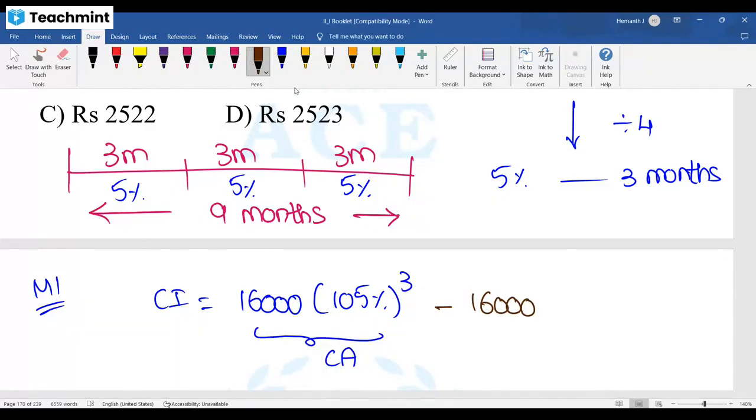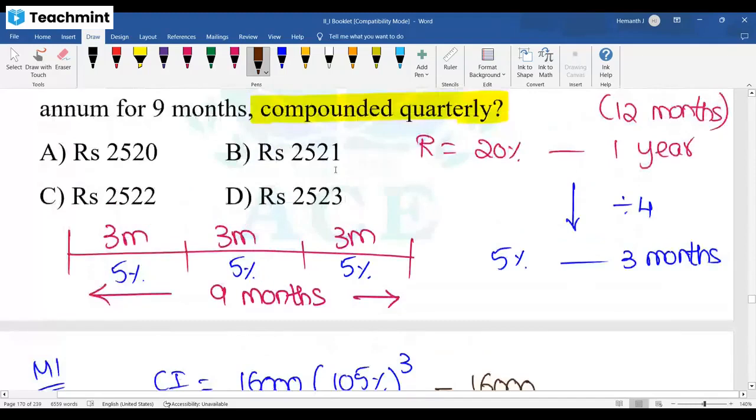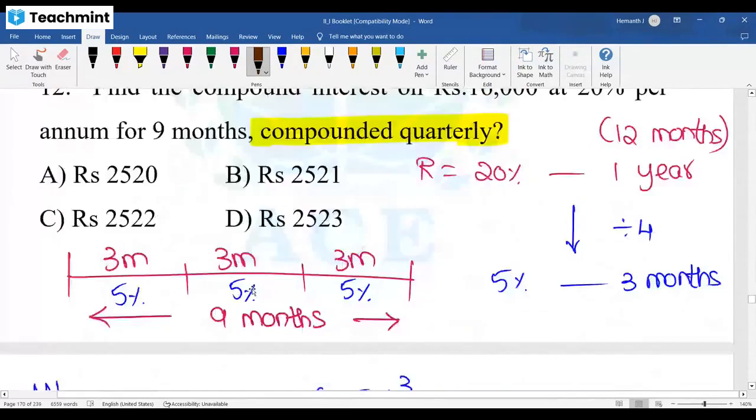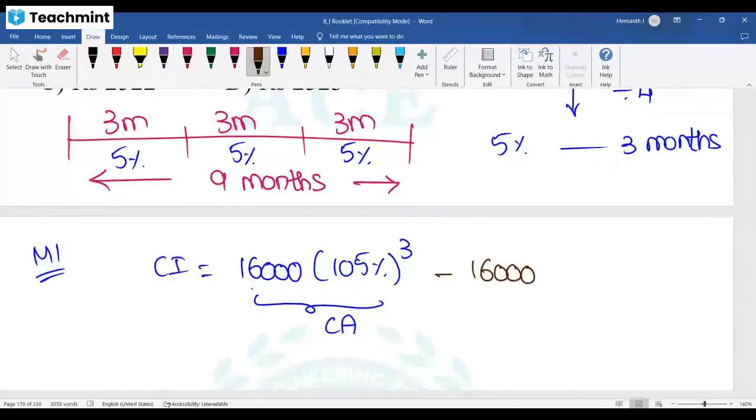Sir, why in the previous question you did not do minus 16,000? That is the amount only. 800 became 926.1. That is the amount, not the interest. Interest means remove the principal. Here, in the 12th question, what do you have to find? Find the compound interest. That means we should definitely remove the principal 16,000. If we do this, so this is the time taken.